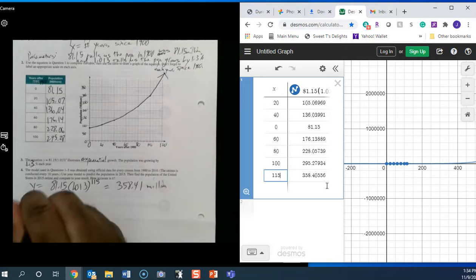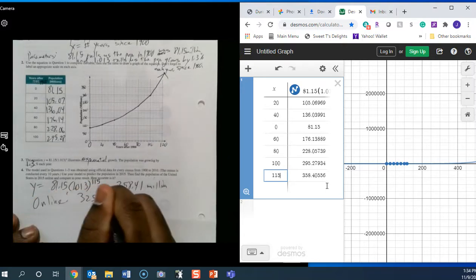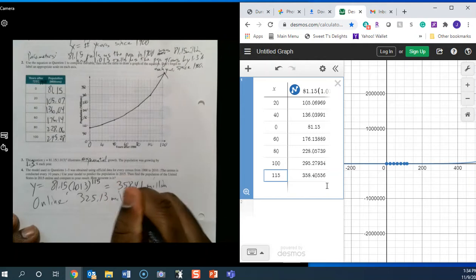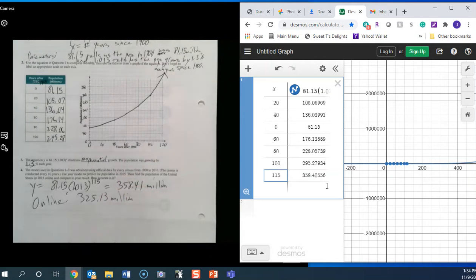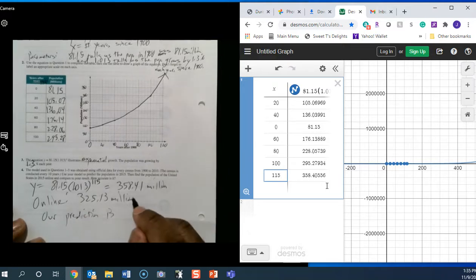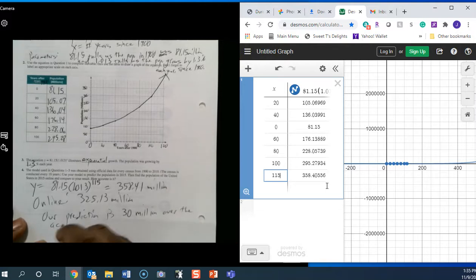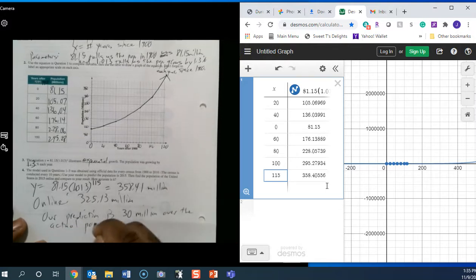Now online, and you can look this up, it was 325.13 million. Now it says how accurate is it? Our prediction is about a little over 30 million. It's 30 million over the actual population.